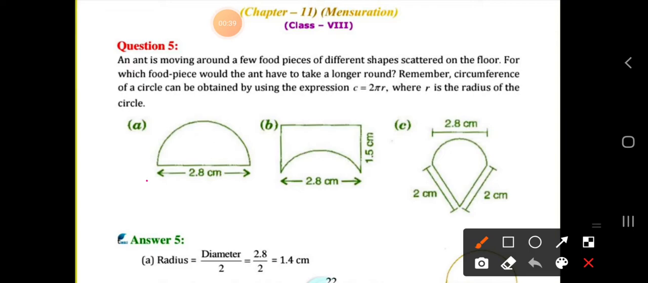Remember, the circumference of a circle can be obtained by using the expression 2 pi r, where r is the radius of the circle. Here we have to find out for which food piece the ant has to take a longer round. It means this ant is moving around these food pieces, so you have to find out the perimeter. Wherever it is a curved shape, you have to find out the circumference.